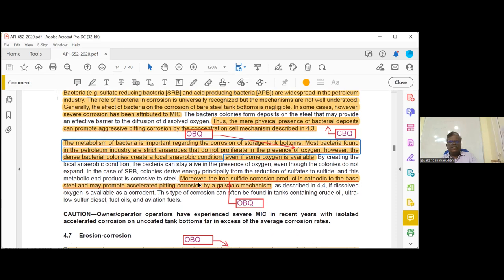Then the fifth line: moreover, the iron sulfide corrosion product is cathodic. If there is an iron sulfide layer formed, it will protect the tank base metal and may promote auxiliary pitting corrosion by galvanic action.